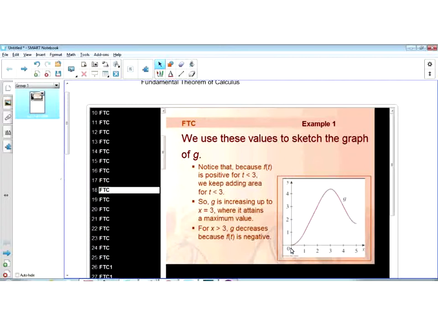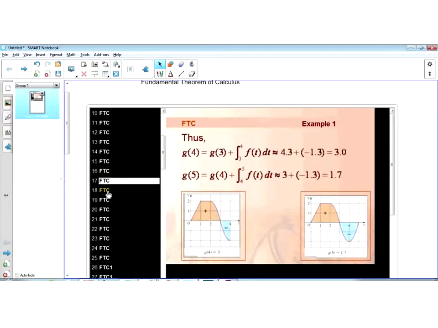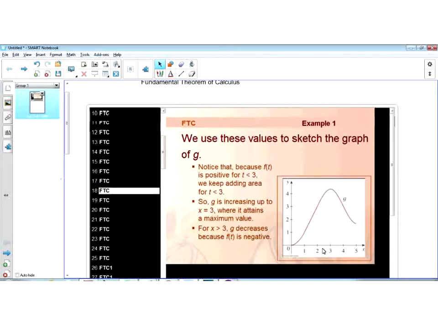So g of 0 was 0. Notice that because f of t is positive for t less than 3, we keep adding area for t less than 3. So g is increasing up to x equals 3, where it attains a maximal value. And for x greater than 3, g decreases because f of t is negative. So what were the points? g of 5 is 1.7.